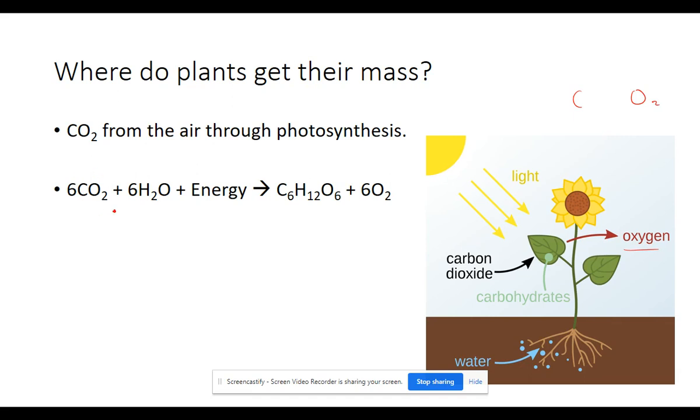That's taking 6 carbon dioxides, 6 water molecules plus the energy from the sun, and turning it into these two things. I don't know what that is called, but that must be the plant matter, and then releasing the O2 into the atmosphere.